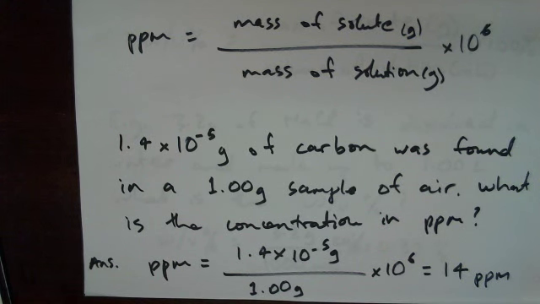So hopefully a lot of these concentrations make sense. And the main thing is to remember that you must use equivalent units. If you're doing the volume percent, then just make sure they're both in mils or both in litres. If you're doing the parts per million, make sure that both quantities are in grams.